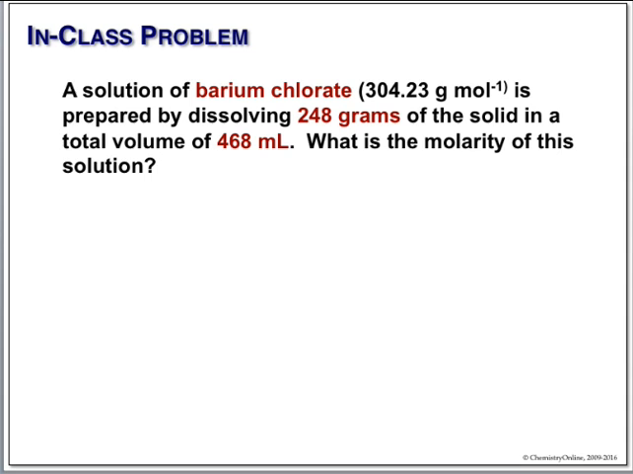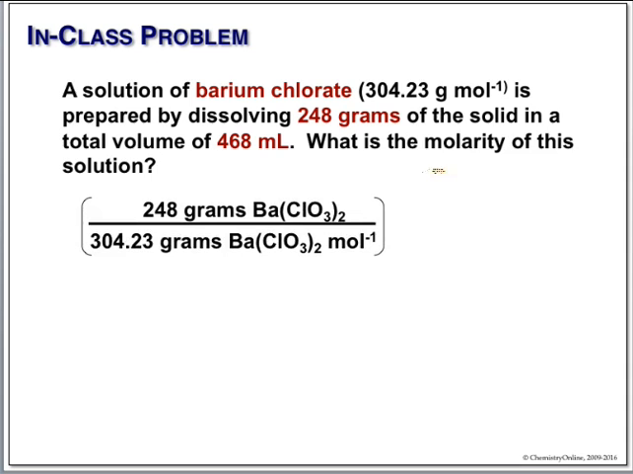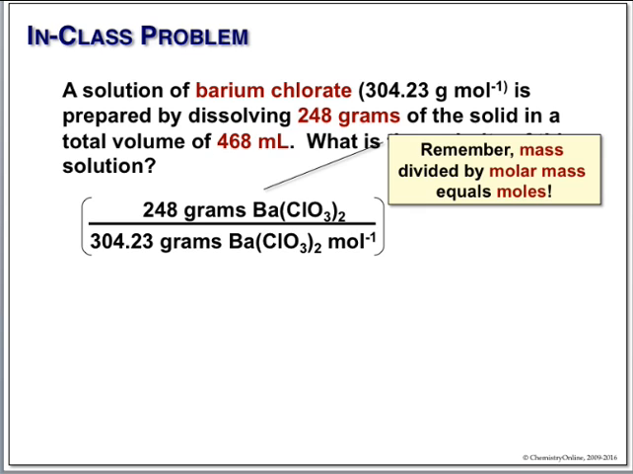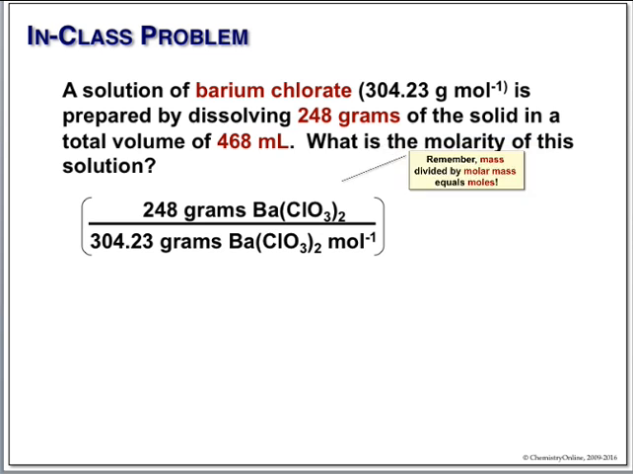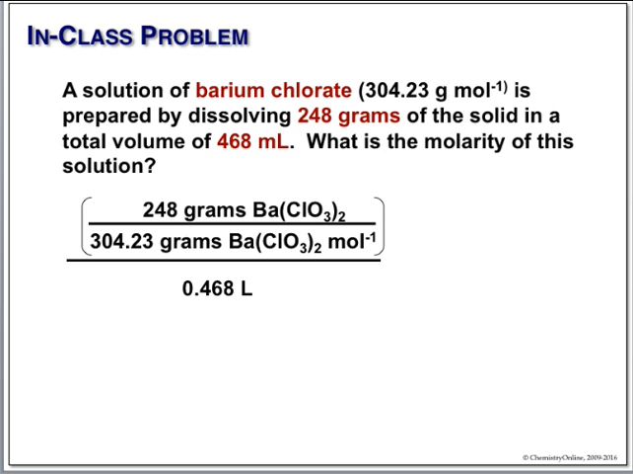Just like we did at the very beginning here. We have a mass and a molar mass. That's going to give us moles. To get molarity, we just need to take moles and divide it by liters. Divide this by 1,000, that's 0.468 liters. 248 divided by 304 divided by 0.468. Grams cancel, per mole comes up top. And we're left with 1.74 moles per liter.